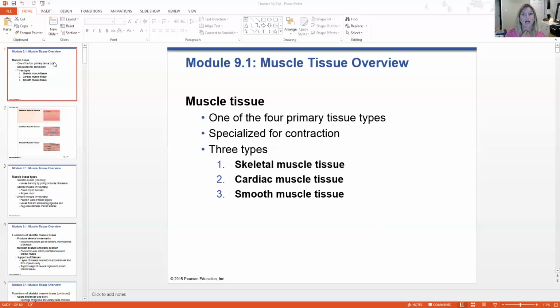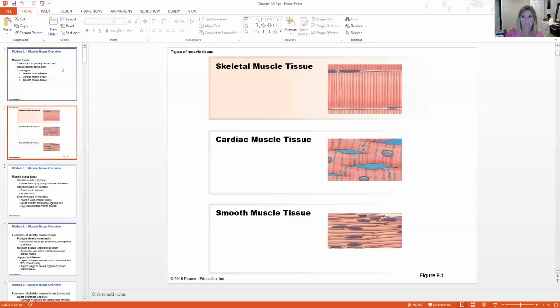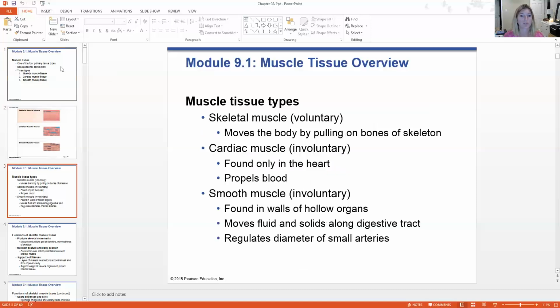Chapter 9 covers muscle tissue. So it's obviously one of our 4 primary tissue types, specialized for contraction. There's 3 types as we reviewed back in chapter 4, I think it was. Skeletal muscle, cardiac muscle, and smooth muscle. This chapter, for the most part, is going to focus on skeletal muscle, but we'll review all of them just in case. Skeletal muscle is voluntary, right? This is our bone moving muscles.